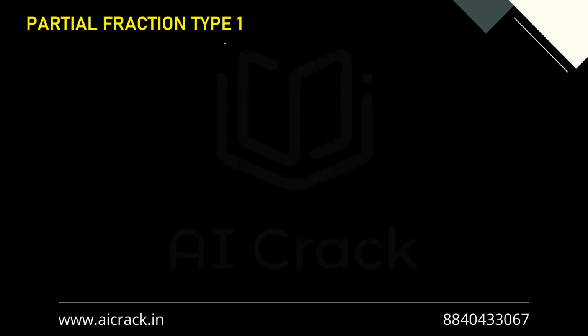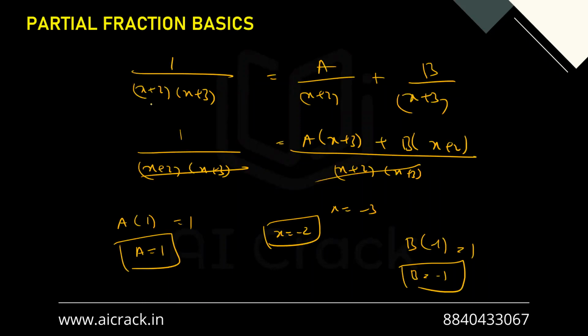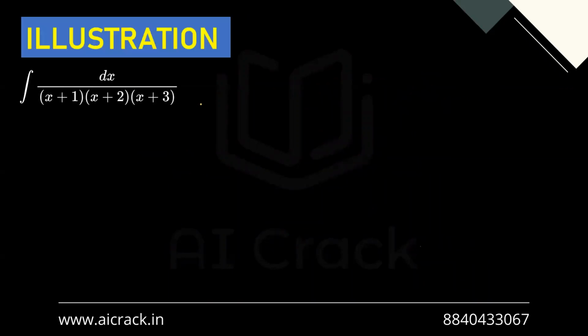So this was actually a type 1, a simple linear function, linear products. So let us look at one example. In this question, we have three factors over here. In the previous example, we saw that we just had two factors, and intuition would have worked there. But over here, we have three factors, so we'll use the formula to calculate the values of a, b, and c.